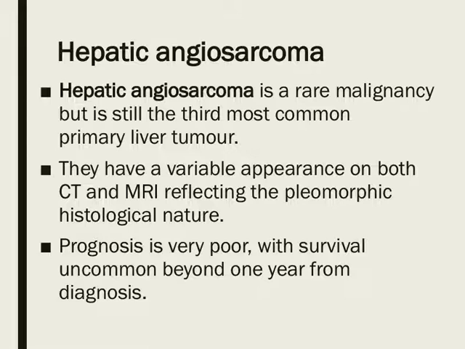So hepatic angiosarcomas, they are rare. We'll look at one example. It's still the third most common primary liver tumor. They have a variable appearance on both CT and MRI, reflecting the pleomorphic histologic nature. Prognosis is poor because by the time of diagnosis, most of the time, the lesions would have metastasized already. So usually they have about 6 months or about a year after diagnosis.